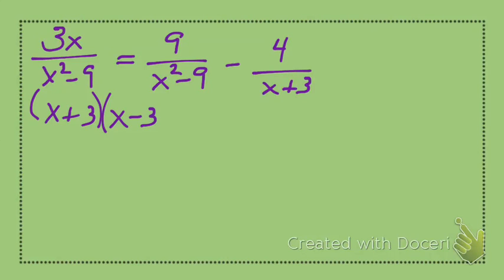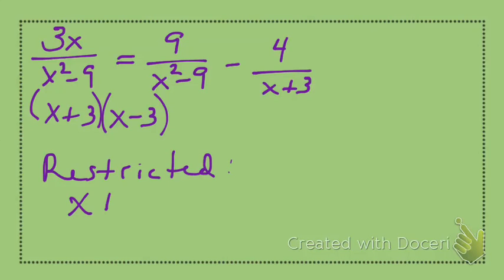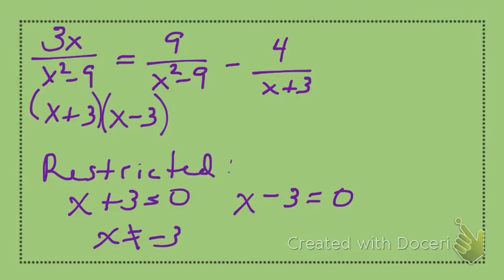Notice that in the denominators you have a difference of squares that can be factored into a sum and a difference. To find the restricted values of x, we set all unique factors from all denominators equal to 0. We find that x is not allowed to be negative 3, as well as x is not allowed to be positive 3. These are those values of x that would cause us to divide by 0, and division by 0 is undefined.